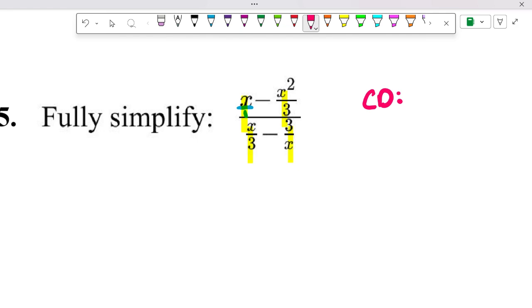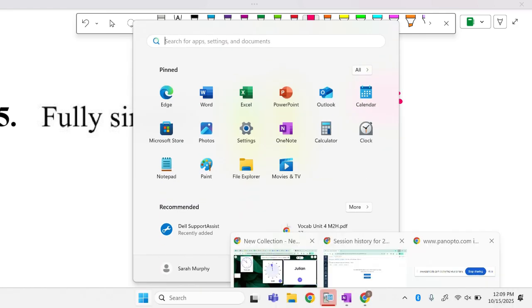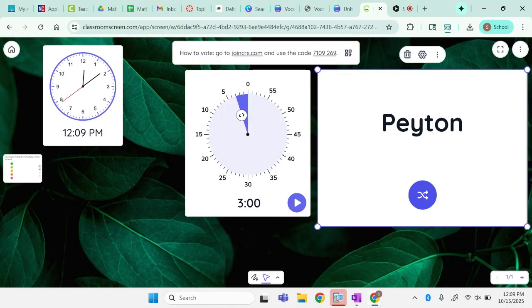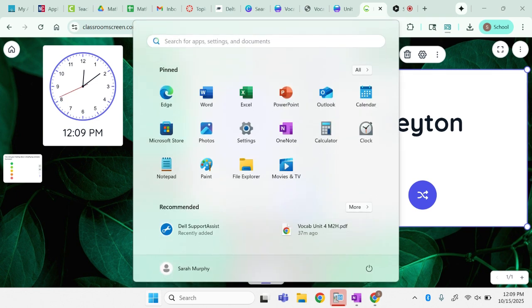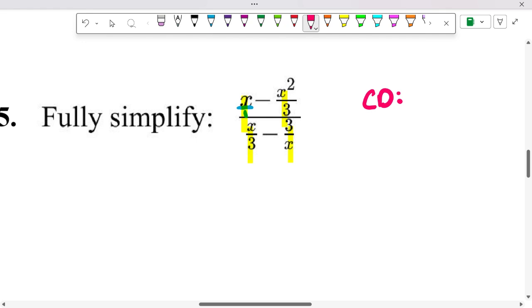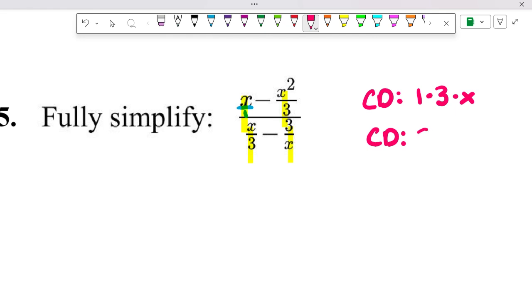So, let's go with Peyton. So, Peyton, if I'm looking at all 4 of my baby denominators, which of them would I list? 1, 3, and what? X. Good. So we're going to do 1 times 3 times x, which, Peyton, what is that? 3x. So 3x is what we're going to be multiplying to our numerator. It's also what we're going to be multiplying to our denominator.